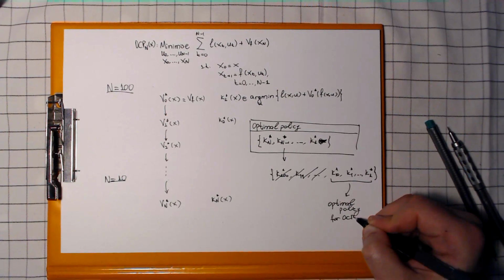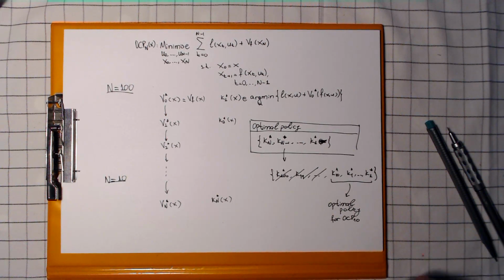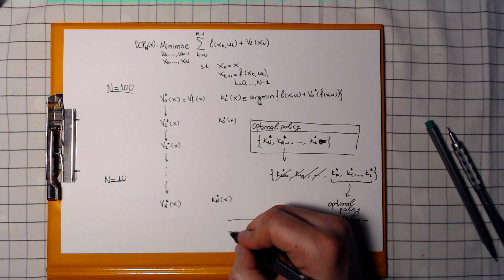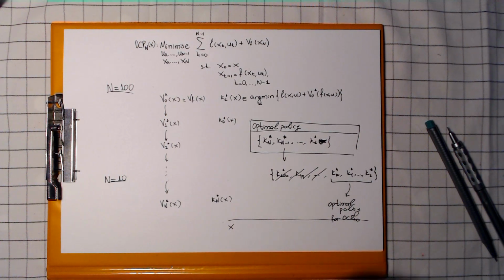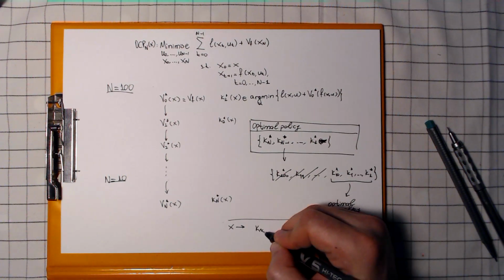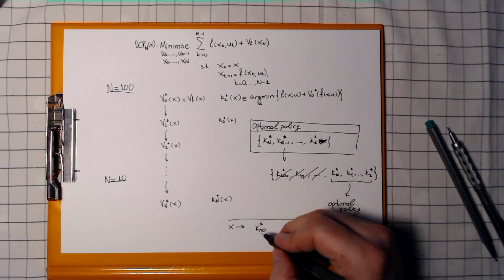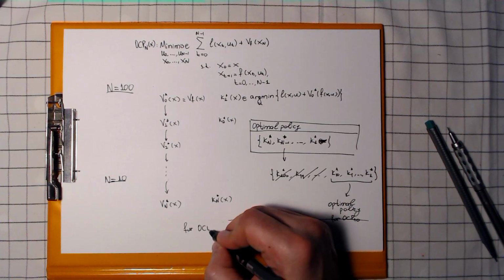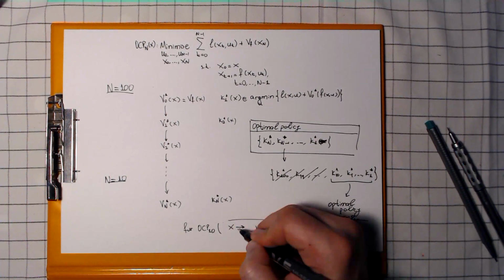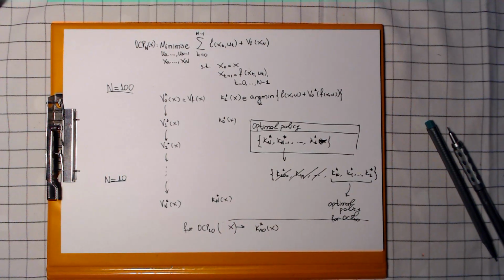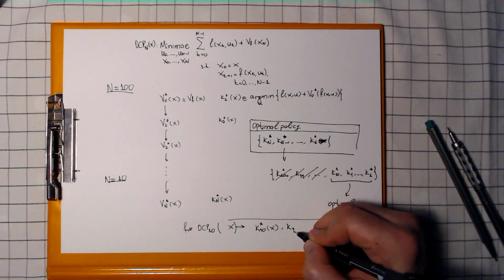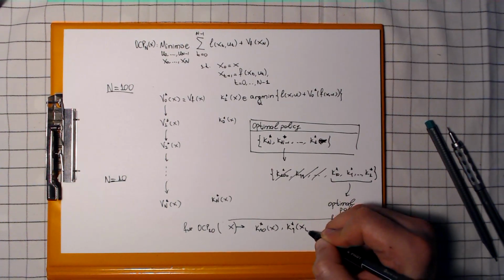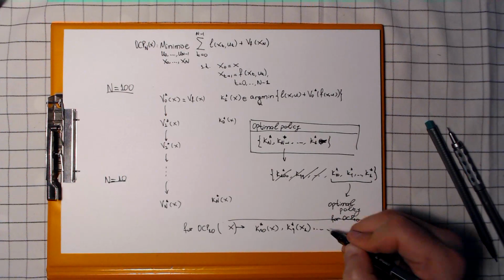for OCP 10. Now someone comes and gives you an initial x, and they ask what is the optimal sequence of control actions. That will be kappa 10 star of x, which gives you u0 star for OCP 10 of that given x. The first control action is kappa 10 star of x. The second control action is kappa 9 star of the next x. And so on and so forth.